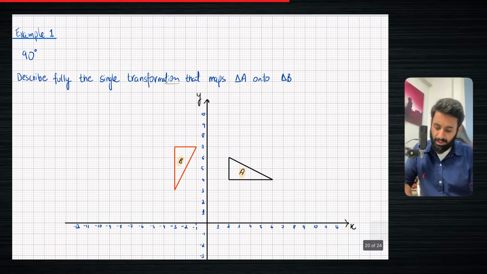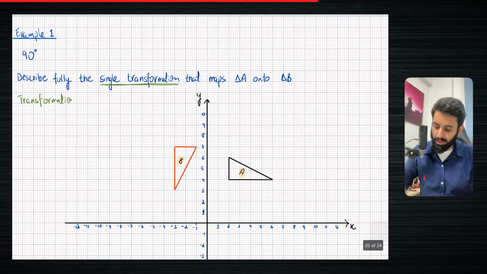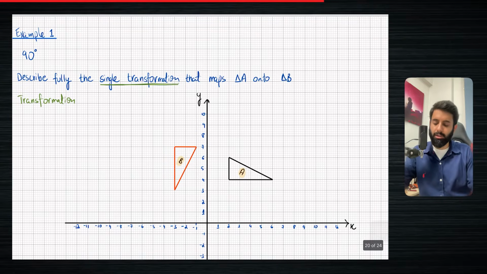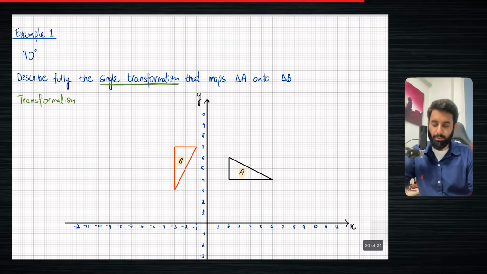Now notice how over here it says single transformation. So like I said earlier, we will have to write down three things, not necessarily three, but we will have to write down first what transformation it is. Right now we've only done two. We've done reflection and rotation, so obviously it's not reflection. By the way, reflection and rotation are the two most confused transformations, basically the two between which distinguishing can be very difficult. So I have a dedicated video for that, which I will make later on, so don't worry about that.